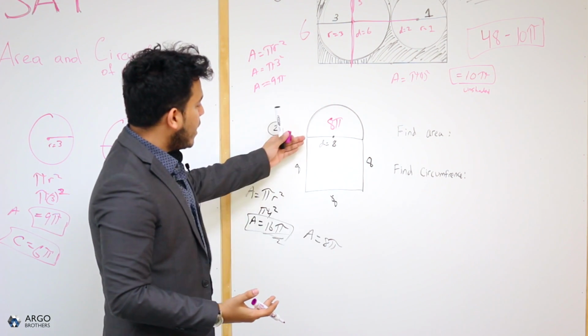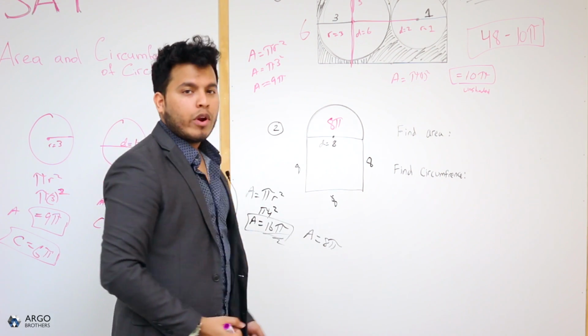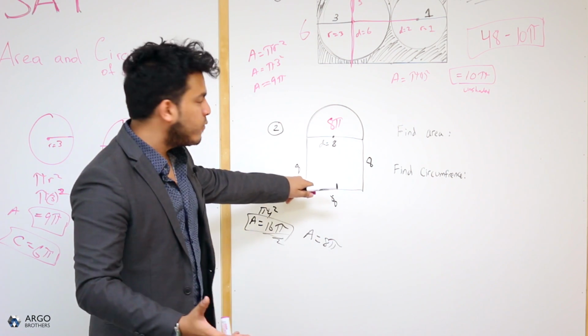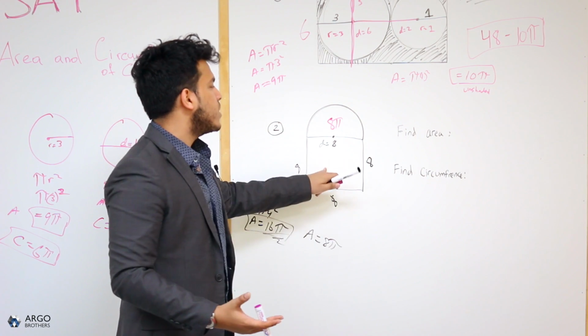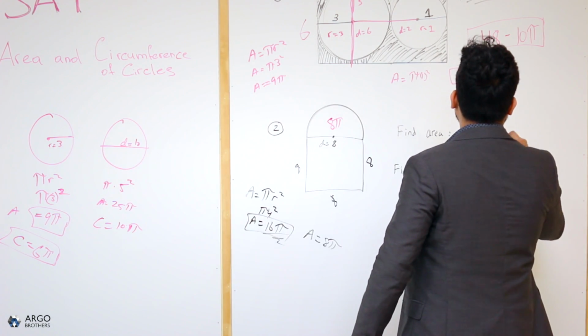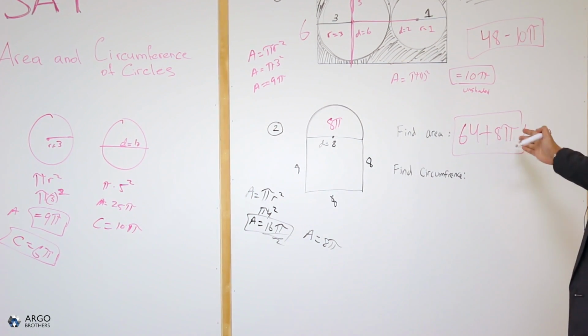And I know that my area of a square is, what's the formula for area of a square? Side squared. So my side is 8. 8 squared is 64. So very simply, I can now add it up. 64 plus 8 pi is my area. So 64 plus 8 pi, and that would be the answer that you see on your exam.